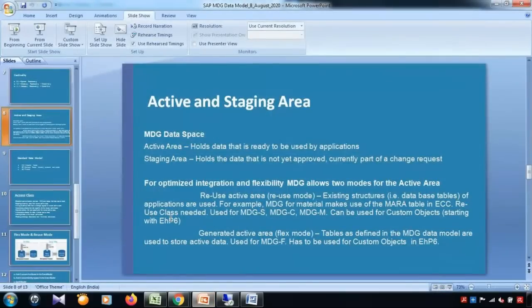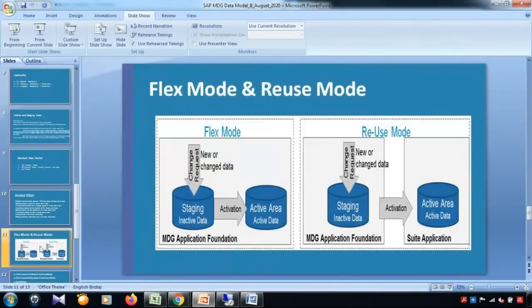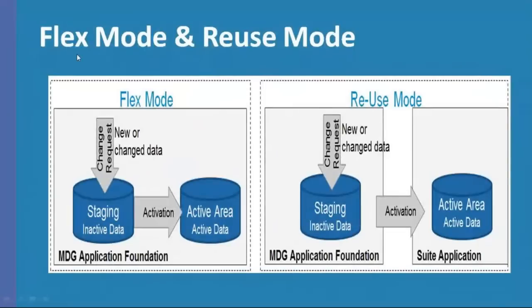So this is the flex mode and reuse mode. Now you can relate a little to this picture. You create a change request, whether it is new or update. The moment you submit, your data goes to the staging table and then it goes for approval, etc., whatever steps you have. Then only after the activation will your data go to the active area.